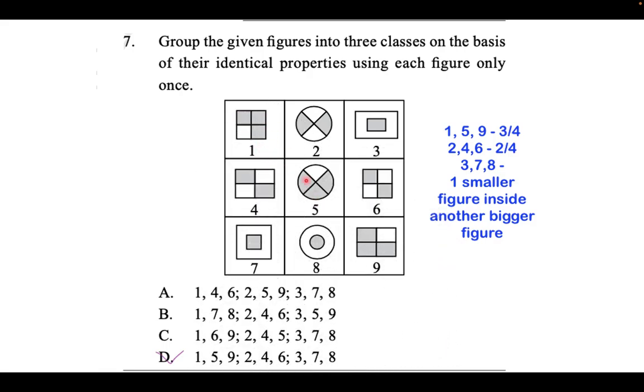Here, 1, 5 and 9 are all 3 by 4. 2, 4 and 6 are all 2 by 4 in shaded area. 3, 7 and 8 is one smaller figure inside another bigger figure. So D is the answer.